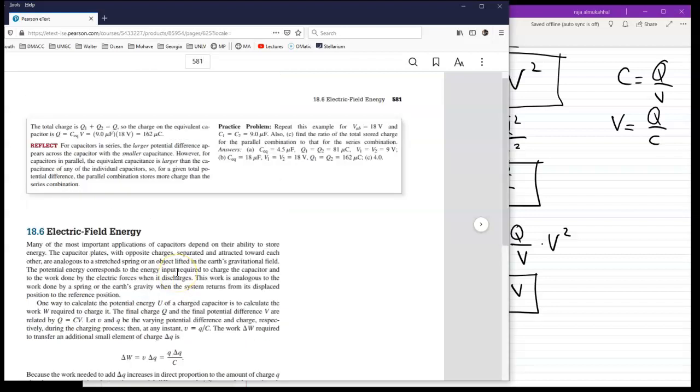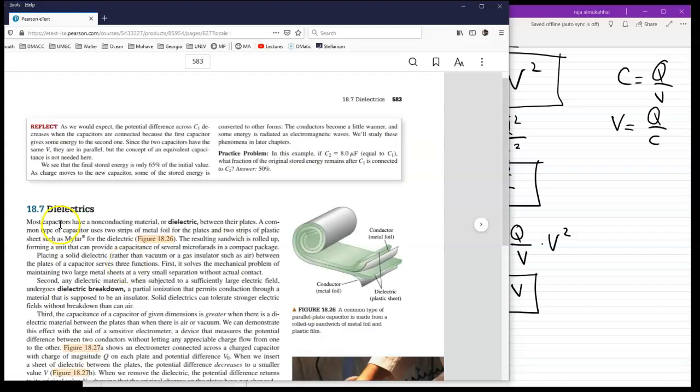Okay, good. Now we come to a combination of capacitors. By the way, dielectrics is skipped. Please skip the section on dielectrics. Let me show it to you very quickly. Page 583. Dielectrics. This topic right here, please skip it. We're not going to study it and not going to be tested on it, so you can just skip it safely. Okay, dielectrics.